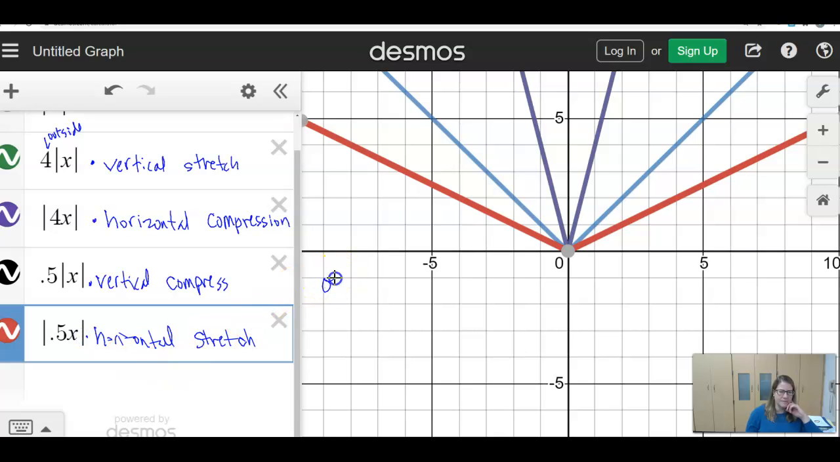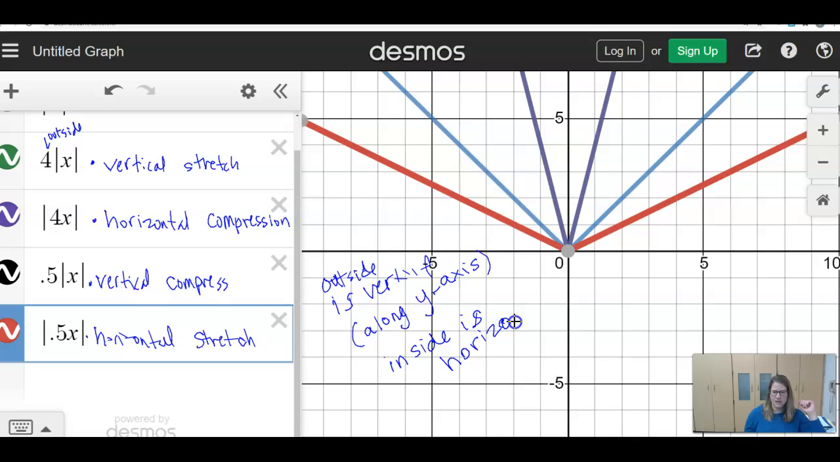Everything on the outside, let me write that, outside is vertical, right? Because everything that happens on the outside is along the y-axis. That's the same for adding, subtracting, multiplying, negatives. Everything that happens on the outside is a change on the y-axis. Everything that happens on the inside is horizontal. It happens on the x-axis, right? The x-axis is the horizontal one. This marker's a little slow, but so inside is horizontal, that's along the x-axis.